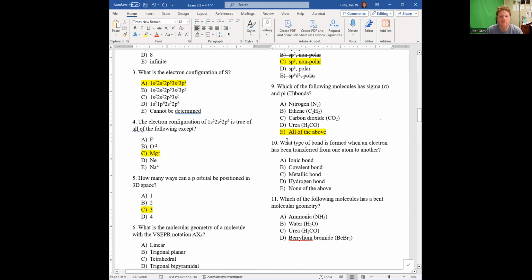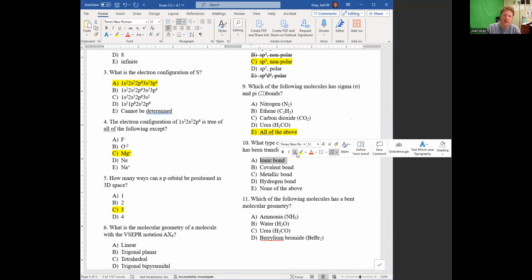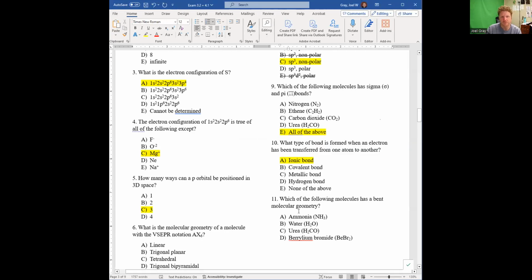Now, question number 10. What type of bond is formed when an electron has been transferred from one atom to another? Okay, so transferred is basically a way of saying that it's effectively given up. So one atom gives away an electron to another. Now, if you give something away, are you sharing it? No, you're not. So answer option A, an ionic bond, is our correct answer.